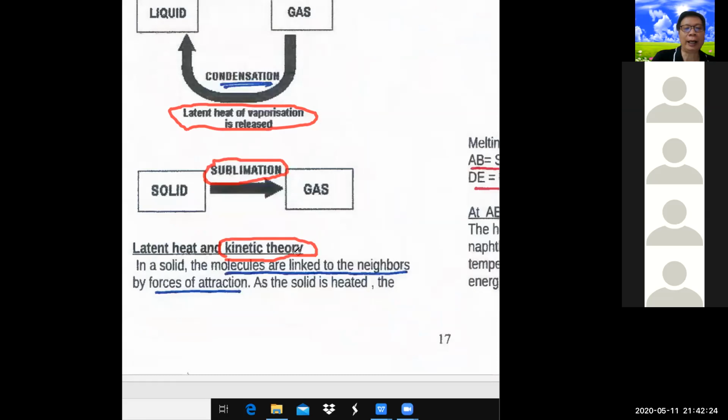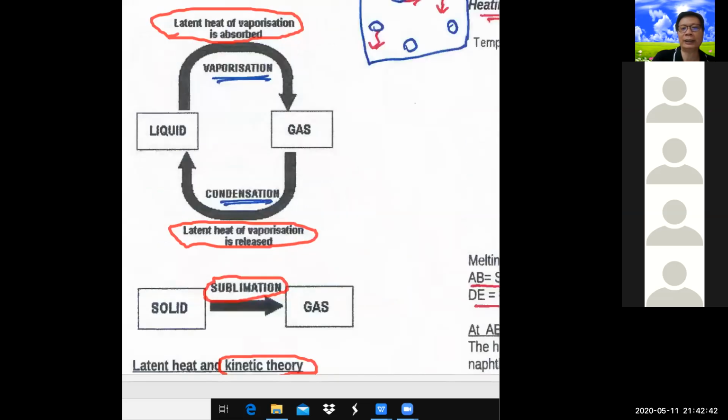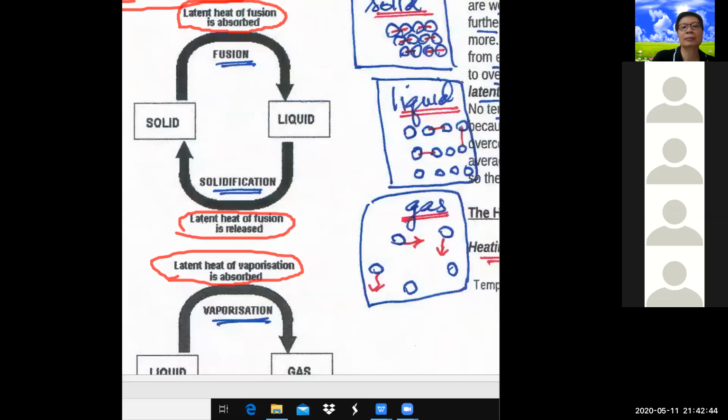Latent heat and kinetic theory. For essay questions, you need to understand and go through this. In solid, the molecules are linked to their neighbors by forces of attraction. I told you just now, forces of attraction, the intermolecular binding force. As the solid is heated, what happens now? Go here.